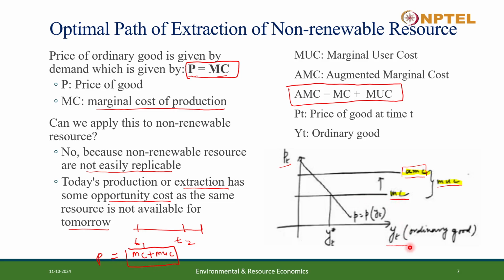So in this curve, you have quantity of good on the x-axis and price of good on the y-axis. Let's say this is the price path for an ordinary good. Then the augmented marginal price, that is equal to marginal cost plus marginal user cost, will determine the cost of non-renewable resources.